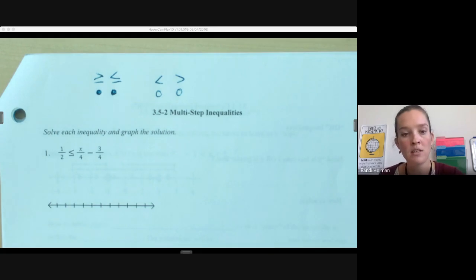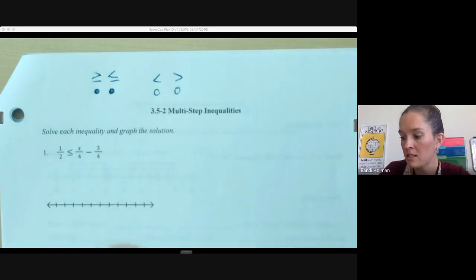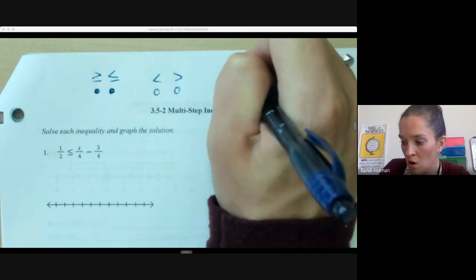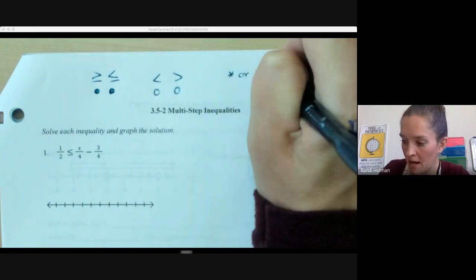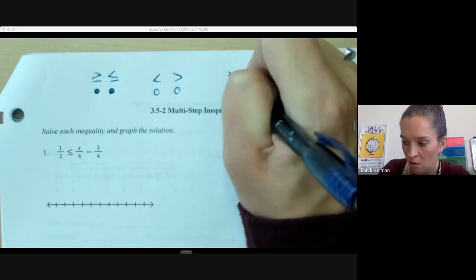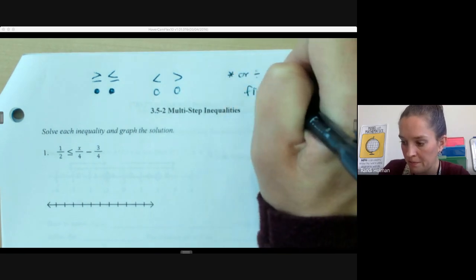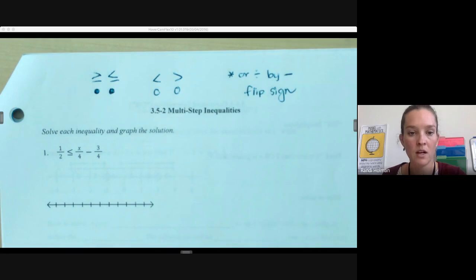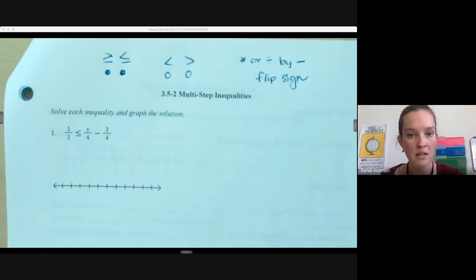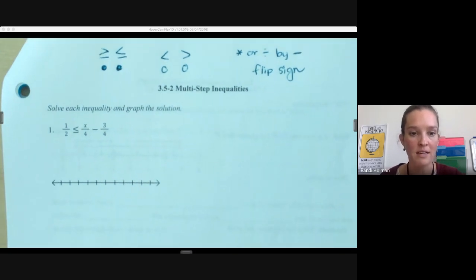Also keep in mind when solving inequalities, if we multiply or divide by a negative, we have to flip the sign. So keeping those two things in mind, let's start solving and graphing some inequalities.